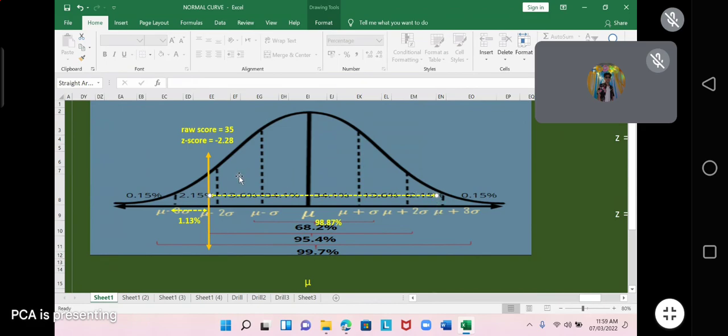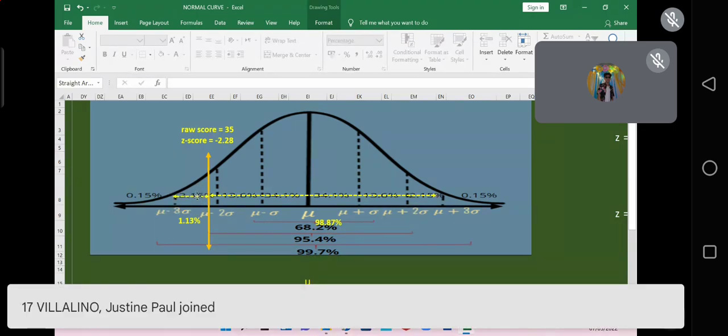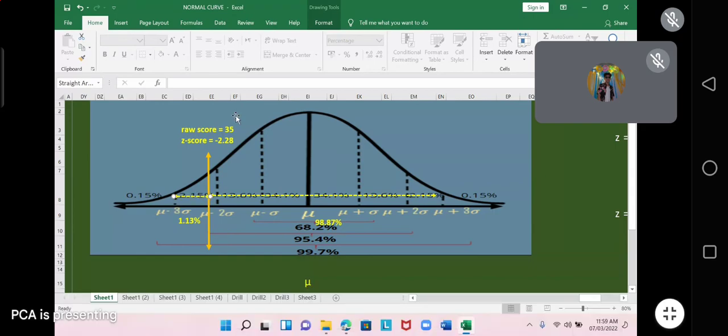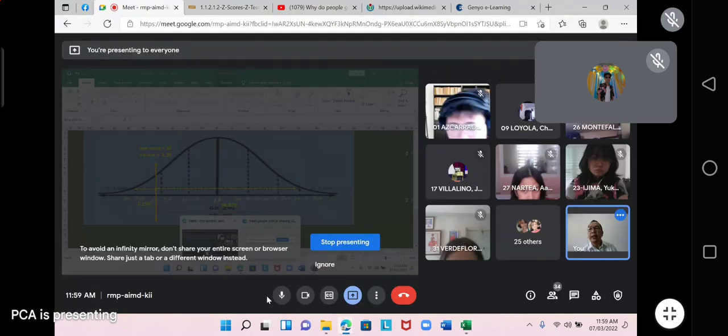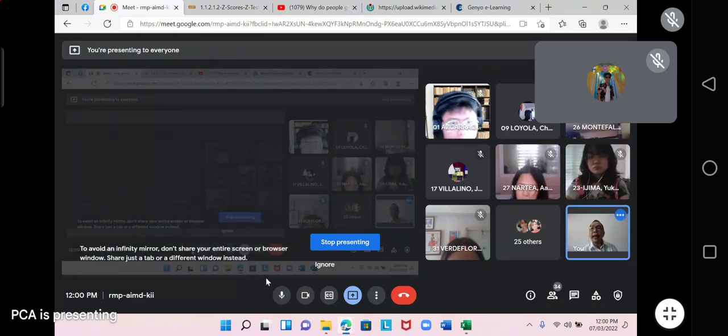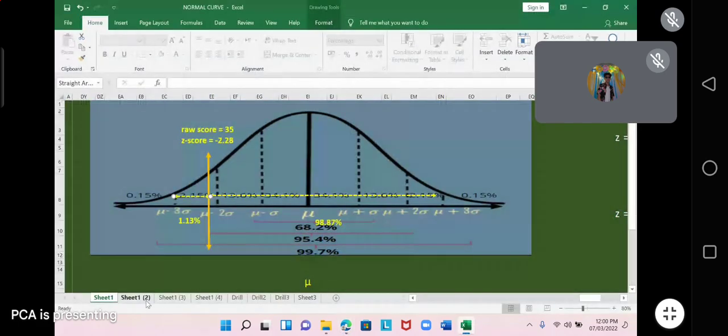Okay, this shade here is the 98.87, and about this area on the left side of 35, the lowest score, and of course, the normal distribution that's having the negative 2.28 z-score, this one is, of course, the 1.30, no? 100% minus 98.87 is 1.30. This area here. Okay? Naintindihan? Thumbs up. Naintindihan? Okay. And then, we have the other example now here.